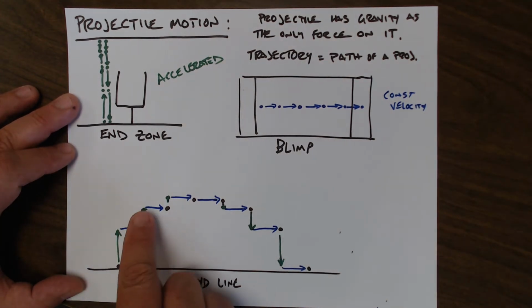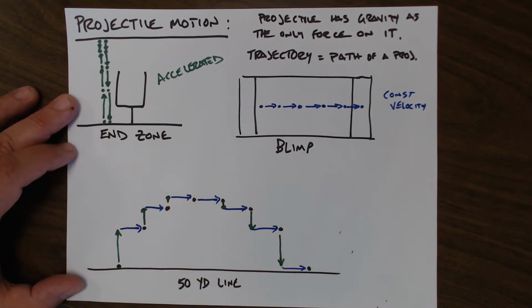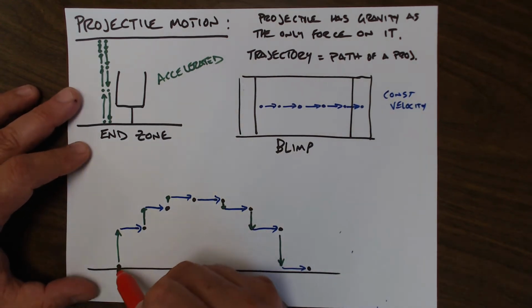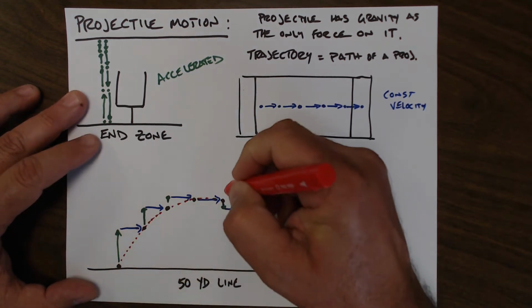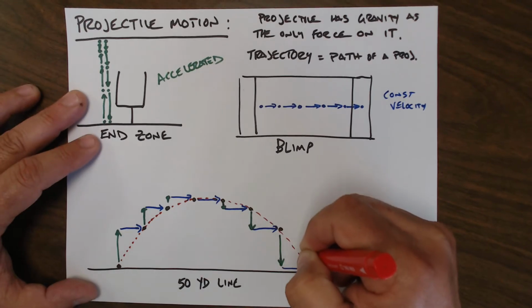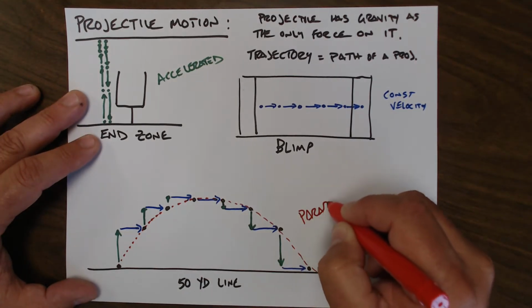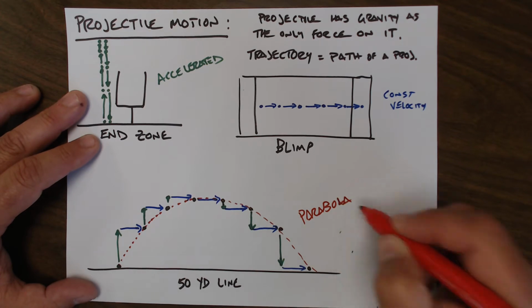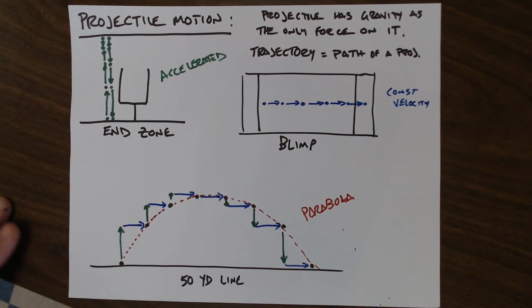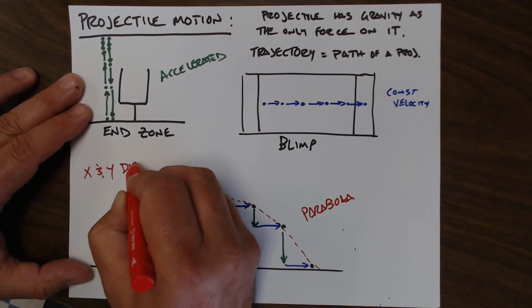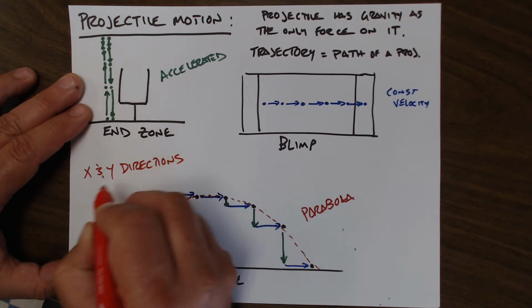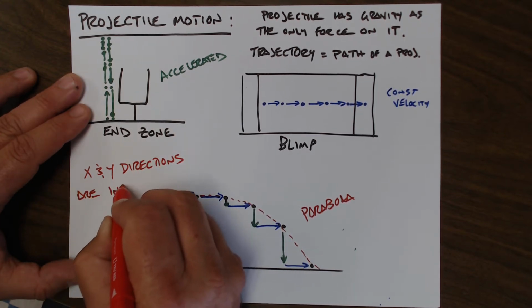So this is the accelerated motion in the green arrows and the constant velocity motion in the blue arrows, and you'll see that what this does is it creates a path for the football which has a shape that you might recognize as a parabola. The trajectory of a projectile is a parabola, and that's all because the x and y directions are independent.